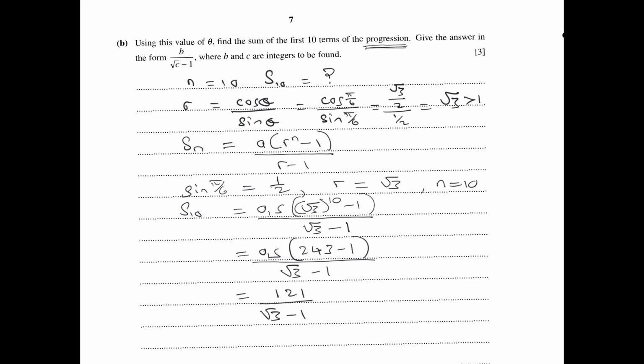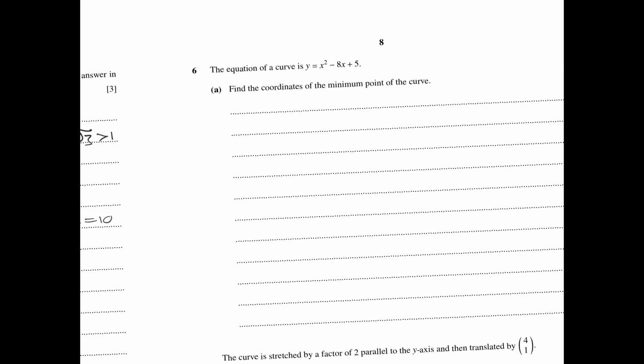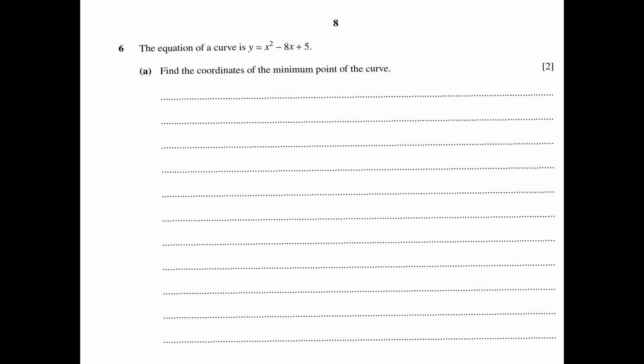Now moving on to question 6. All right, what do we have here? The equation of a curve is y is equal to x squared minus 8x plus 5. Find the coordinates of the minimum point of the curve. We have quite a number of alternatives here. One way of getting the minimum point is we could complete the square. When we complete the square, then we can easily identify the minimum point.